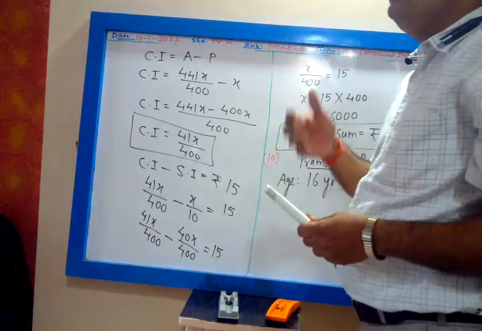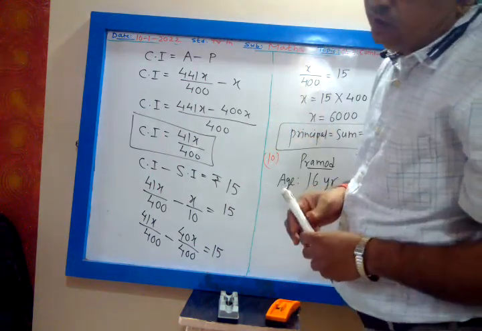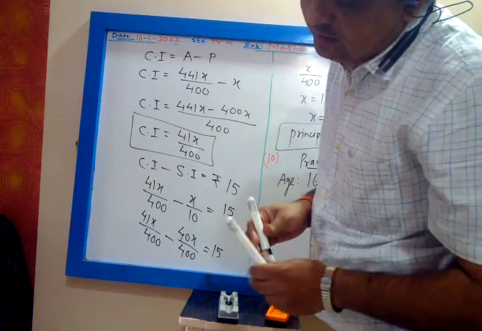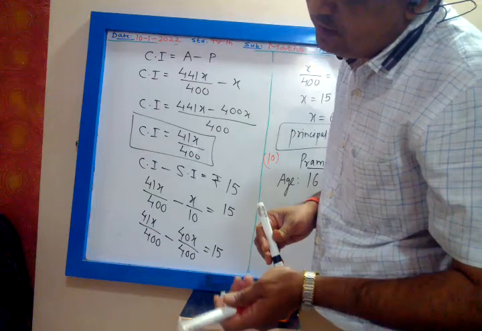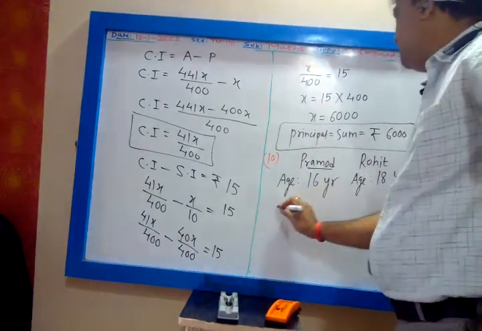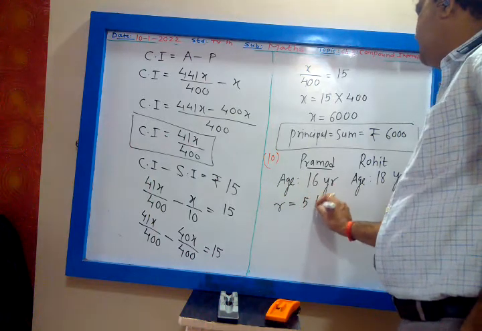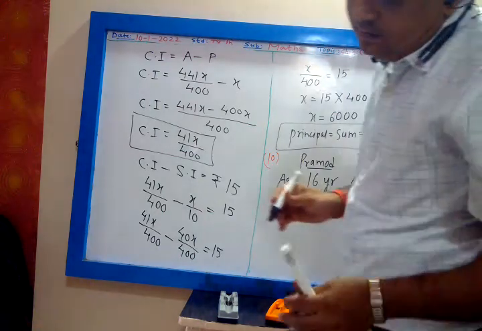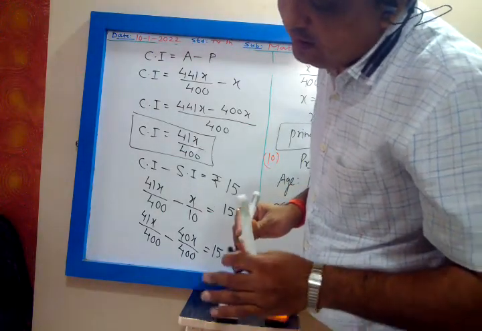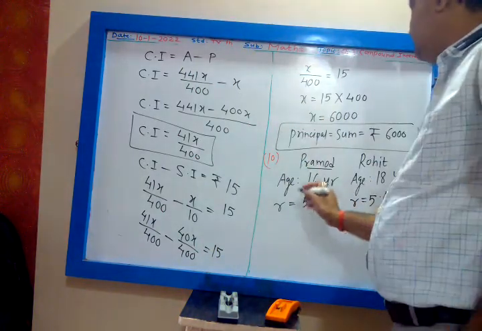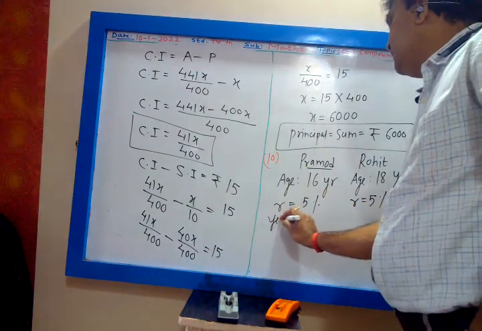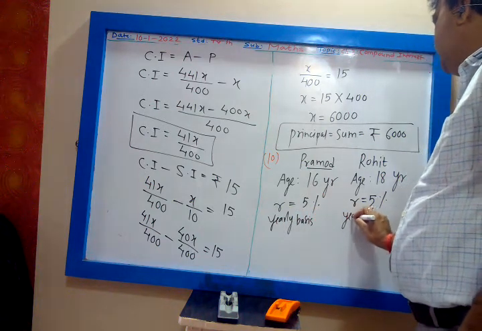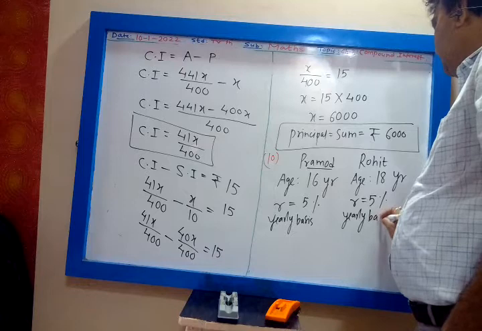Now the ratio of investment is asked. In what ratio must they invest the money? They must invest money at 5% per annum. The rate of interest is the same, 5% for each. It is 5% per annum compounded yearly. It is a yearly basis, not half yearly.